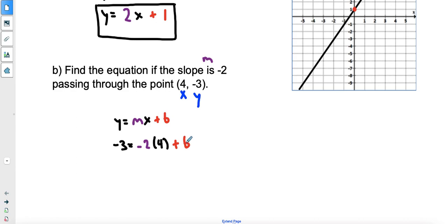Now, all we have to do is solve this equation for b. And let's see how we can do that. So here, we see negative 2 times 4. Negative 2 times 4 is just negative 8. We have negative 3 here on the left, and then plus b on the right.